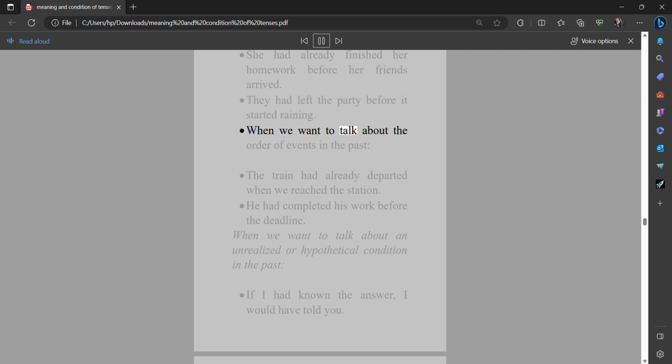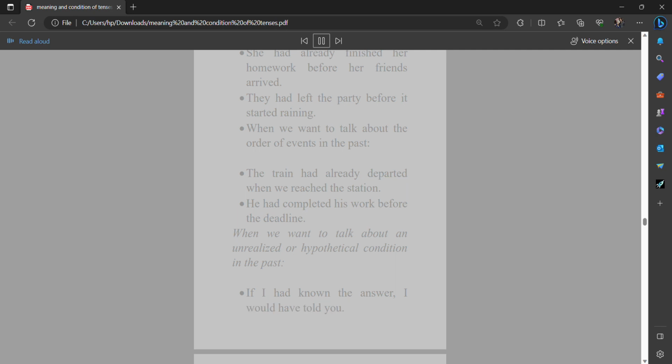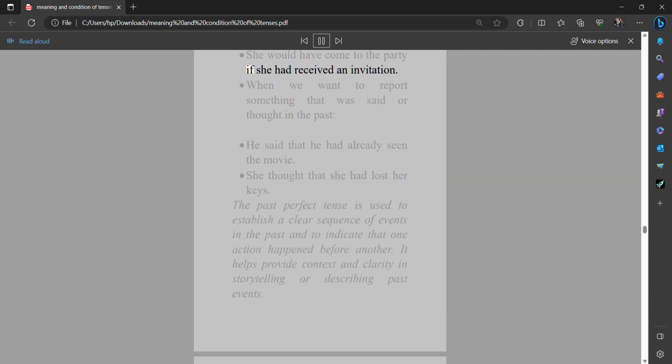When we want to talk about the order of events in the past. The train had already departed when we reached the station. He had completed his work before the deadline. When we want to talk about an unrealized or hypothetical condition in the past. If I had known the answer, I would have told you. She would have come to the party if she had received an invitation.